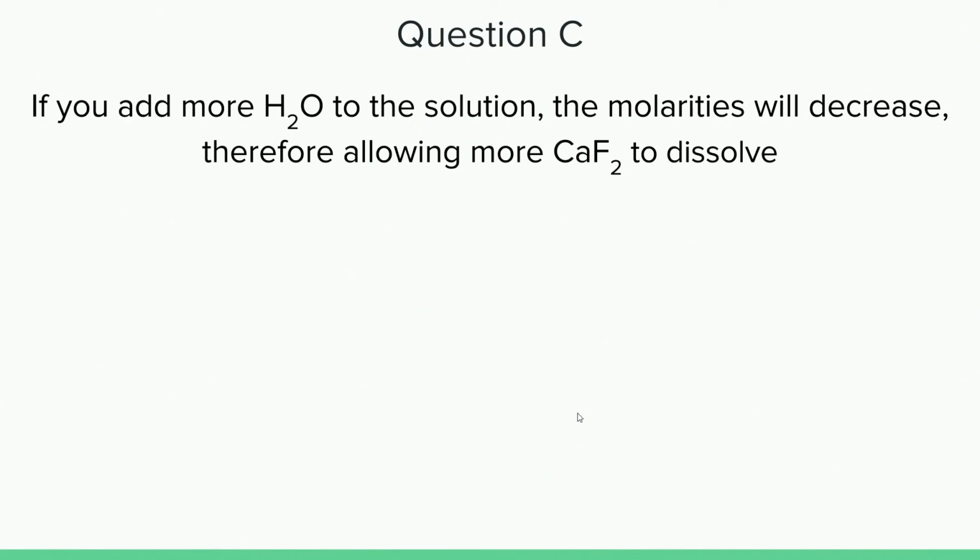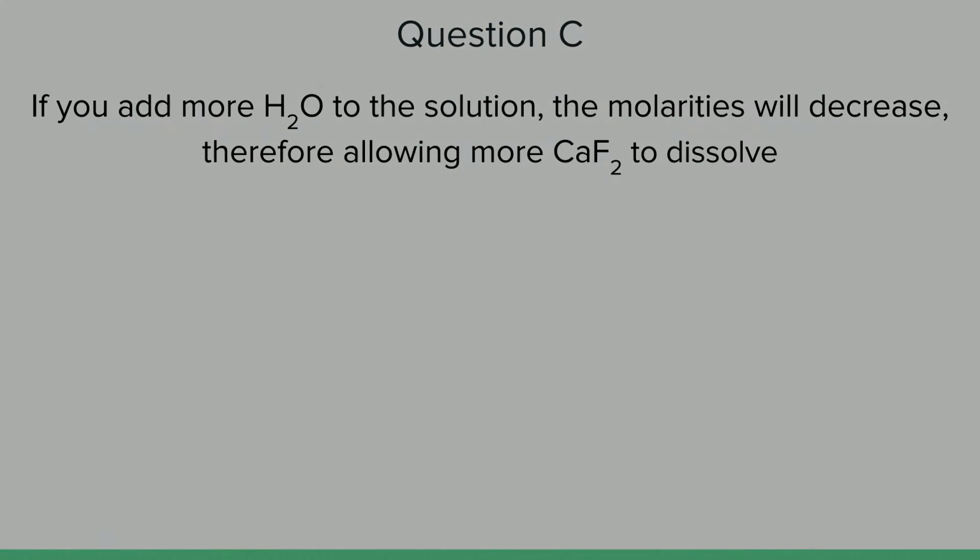And question C asks us to describe one procedure to redissolve the precipitate formed in part B. And you can just simply add more H2O to the solution. And if you do that, the molarities will decrease, therefore allowing more CaF2 to dissolve.